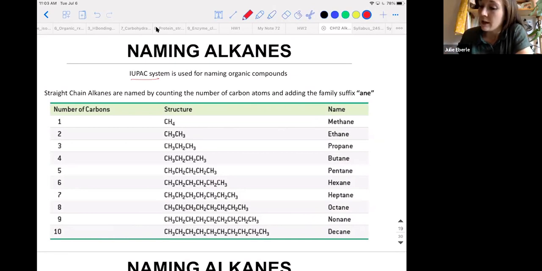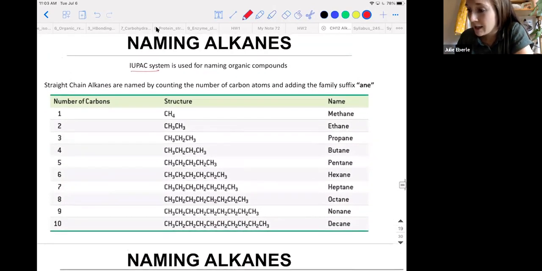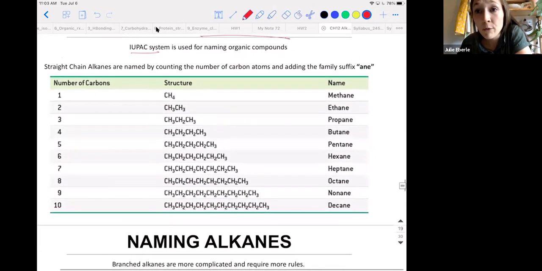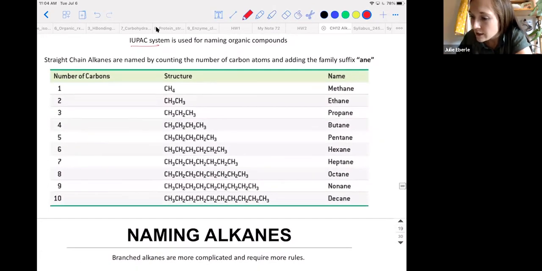So if we're going to name alkanes, we're just talking about alkanes. We're not even talking about alkenes yet. That's a whole other chapter. Remember, you can have straight chain alkanes or branched chain alkanes. Straight chain alkanes are the simplest things to name. So we've got a table here for these. Straight chain alkanes are named by counting the number of carbon atoms and then adding the family suffix, ane. Depending on the number of carbons, as you have more and more, we have particular words associated with that number.